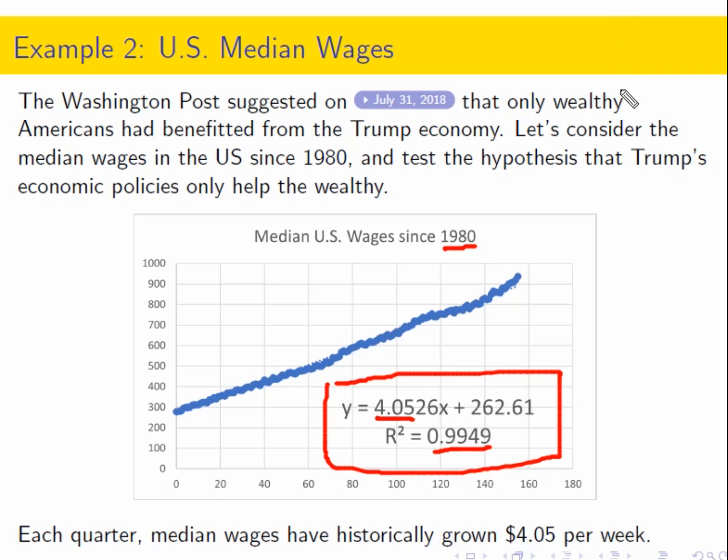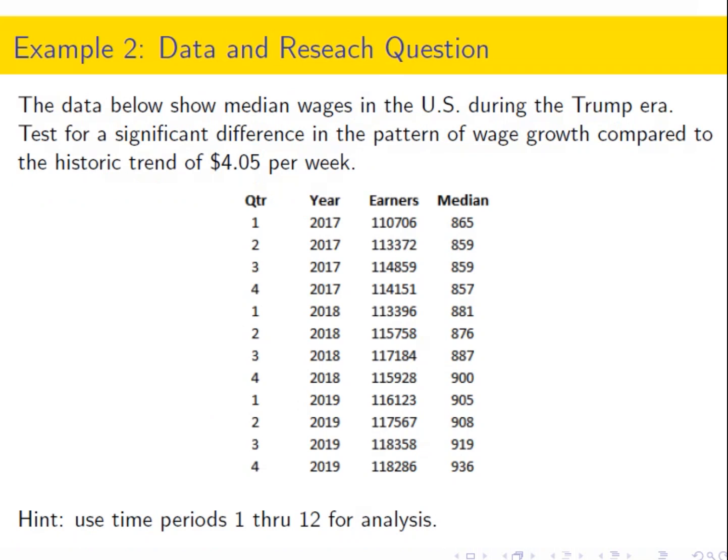So that's the historic trend. So we're going to compare what happened in the Trump administration. So here is the data. And I also noted how many earners there were. So you can see that the number of earners had grown and the median is also growing.